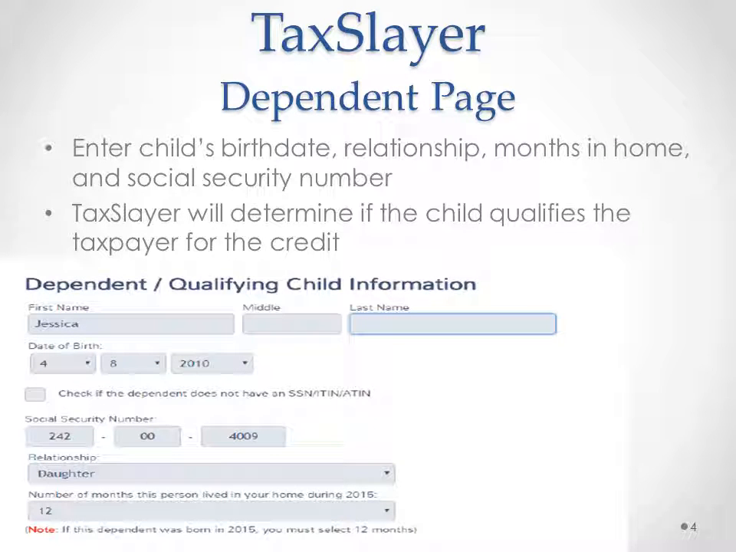In TaxSlayer, in the section where you list the dependents, you'll enter each dependent's information, like their birth date, relationship, months in home, and social security number, and then TaxSlayer will automatically determine if the child qualifies the taxpayer for the credit.